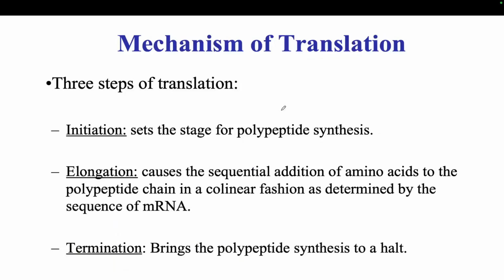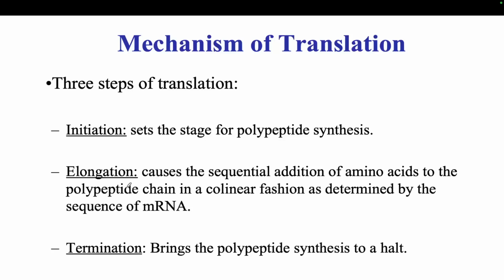So the mechanism of translation has three steps. The first one is initiation, the second is elongation, and the third is termination. Like in replication and transcription, in translation also there are three steps: initiation, elongation, and termination. In initiation, all the components set the stage for polypeptide chain synthesis. All the components come, assemble there, and start the process.